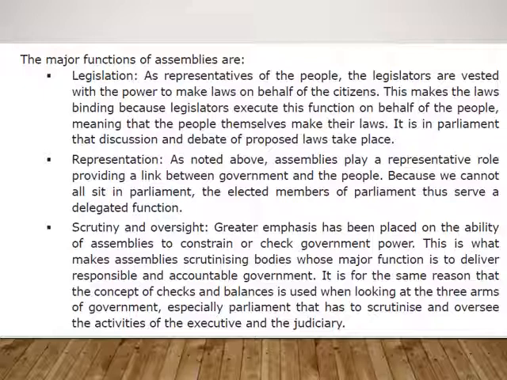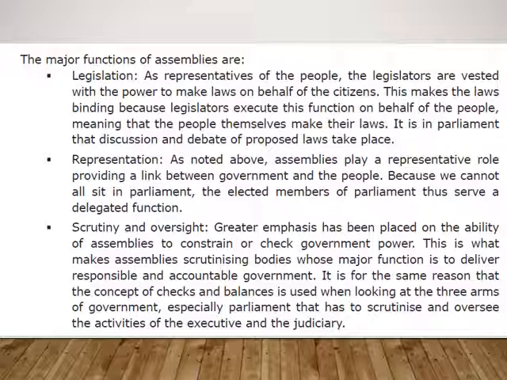Representation. Assemblies play a representative role, providing a link between government and the people, because we cannot all sit in Parliament. The elected members of Parliament thus serve a delegated function.